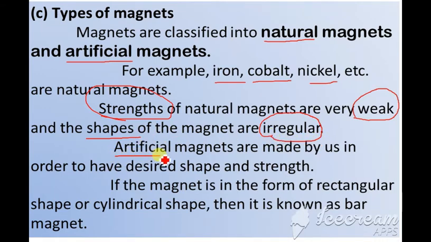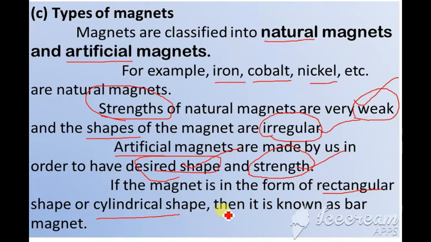But an artificial magnet has the desired shape and also higher strength. So for a natural magnet the shape is irregular, and for an artificial magnet it is regular. Here the strength is weak, and here the strength is high. Here the shape can be of any type, either rectangular or cylindrical.